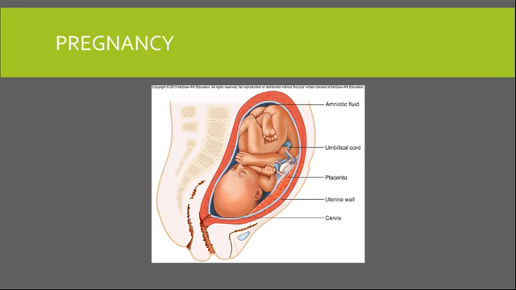Once we get to the point where we are starting labor, some of the first signs of labor include the cervix becoming dilated to 10 centimeters and effaced to 100%. So those indicate the first stage of labor.